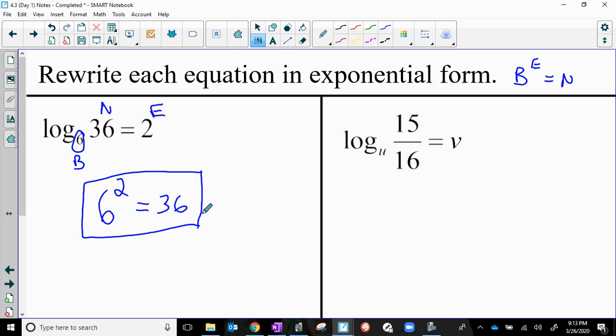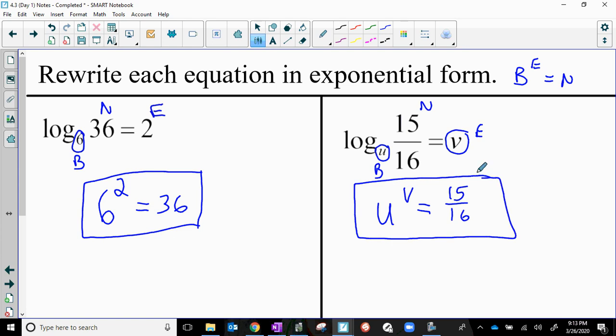It's going to be more like the second one. So we have our base. What are logarithms? Logarithms are, the equal sign, or form of the word is, are exponents. So we have u to the v equals that other number, 15/16.